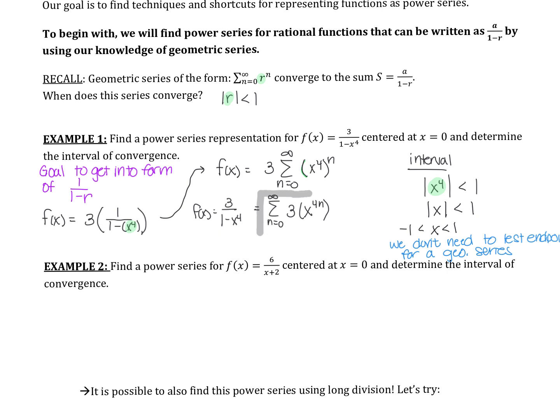This is me rewriting the function f of x equals 3 over 1 minus x to the fourth as a power series representation.